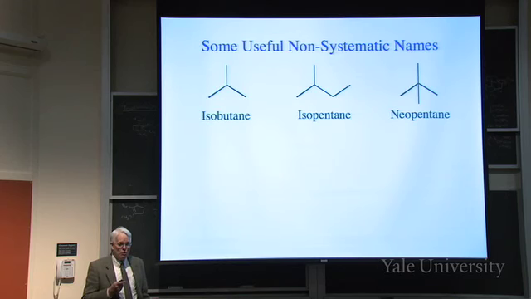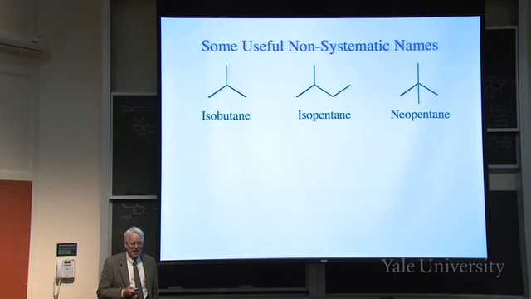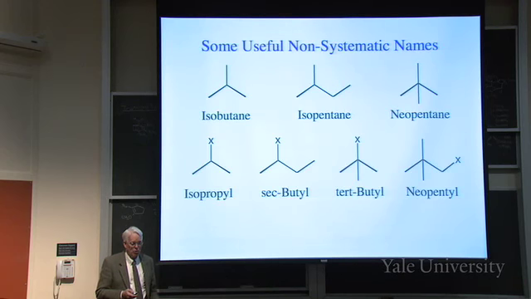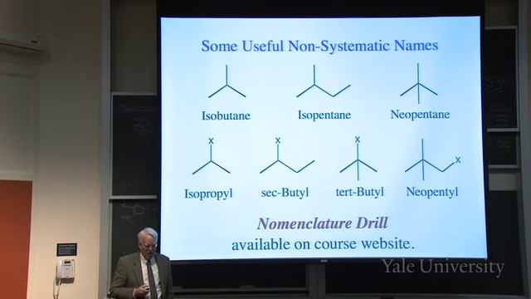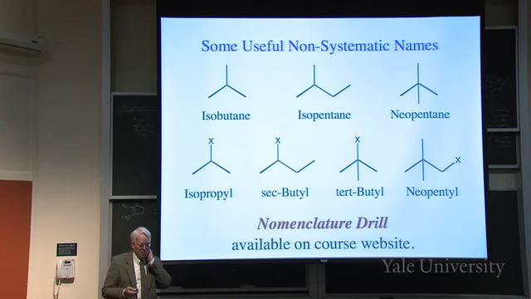But there's some very useful non-systematic names for simple groups: isobutane, isopentane, neopentane. So you can have an isobutyl group or an isopentyl group or a neopentyl group. Isopropyl, secondary butyl, tertiary butyl, neopentyl. So these names you just have to learn, right? They're not systematic. And there's a nomenclature drill available on the course website. So it's good to know these so we can talk to one another. But in principle, the systematic name is the way to go. Okay, that's it.